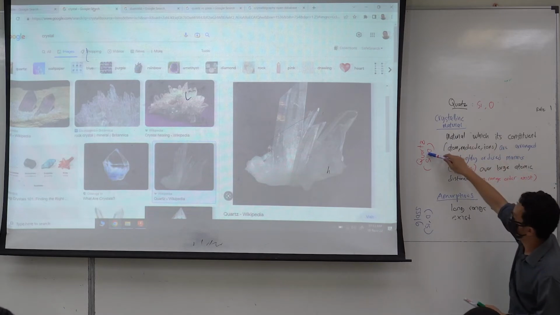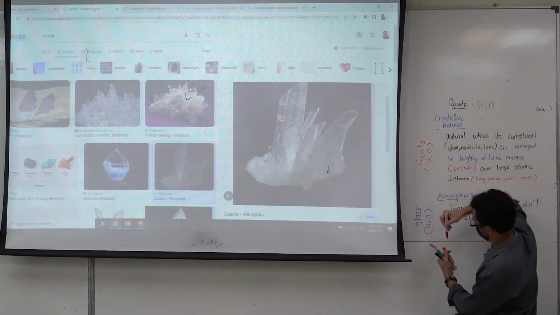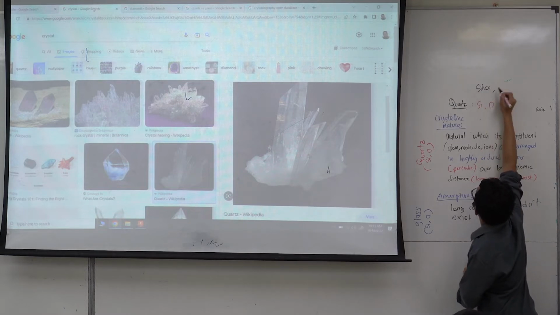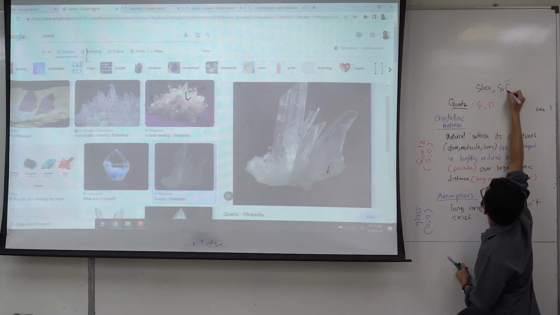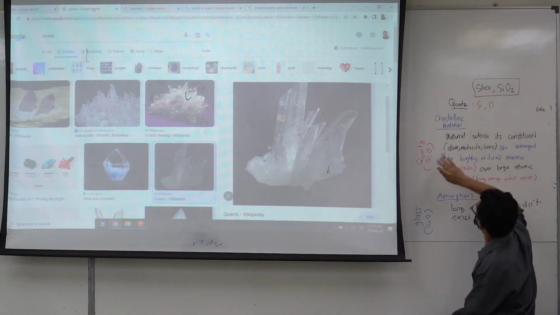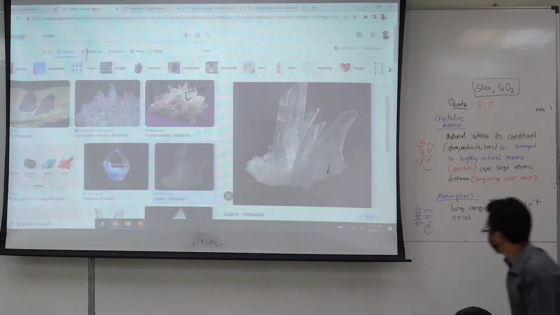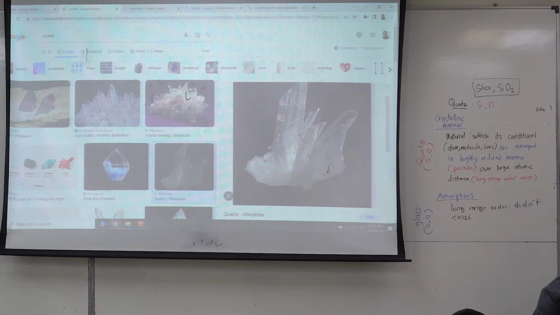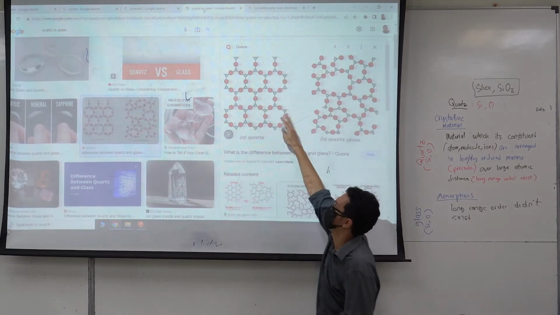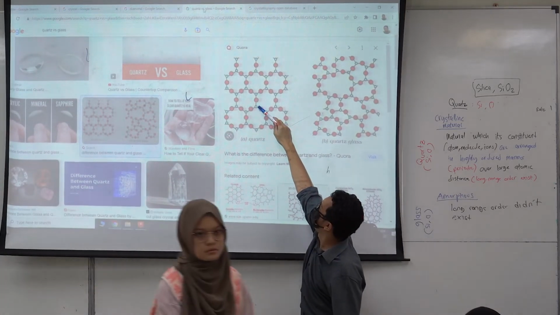So silicon and oxygen in quartz or in glass, we have a name for it. We call it silica. Or its empirical formula is SiO2, silicon dioxide. So this is another name for quartz and glass, silica or silicon dioxide. If you look here, this is an example of the atomic arrangement of silicon and oxygen inside the quartz. This is inside the glass. The red one here is oxygen. The blue one here is the silicon.